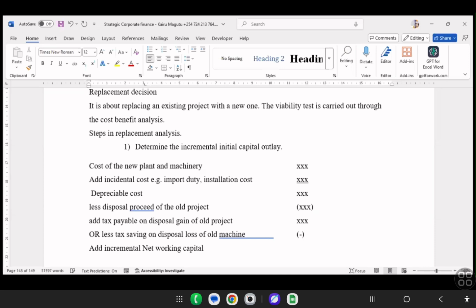Someone asked a question last time when we were looking at the investment decision about the working capital, the net working capital. When you are undertaking a new project, you could be required to invest more money in the net working capital. When you look at all these, this is the point where we talk of the difference is the incremental initial capital.